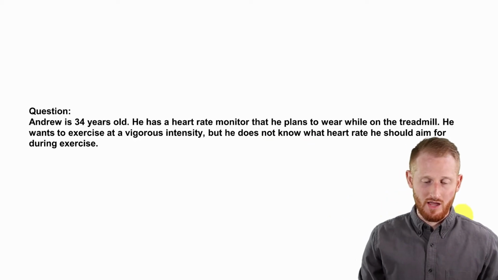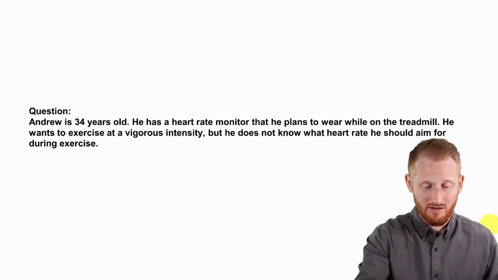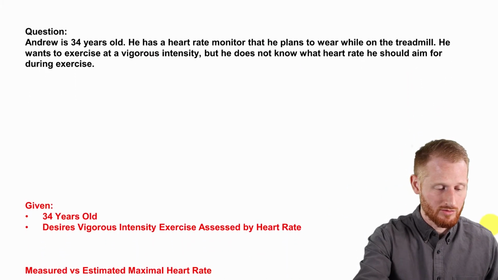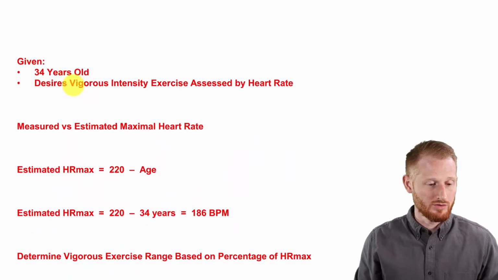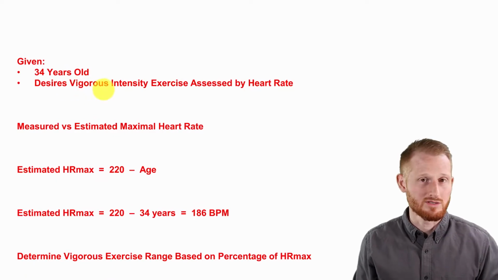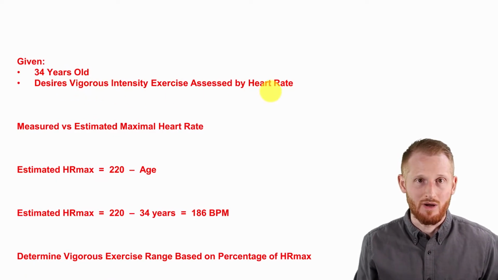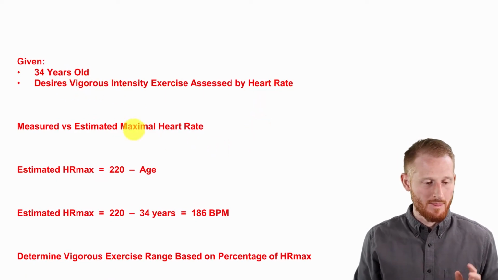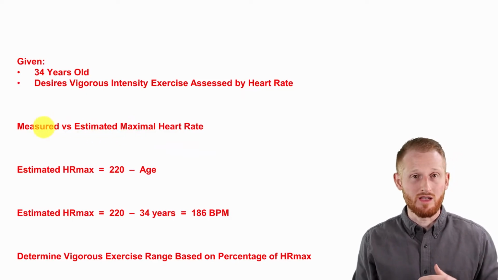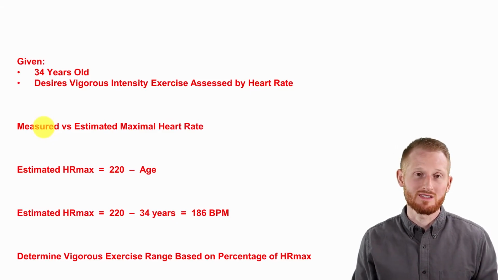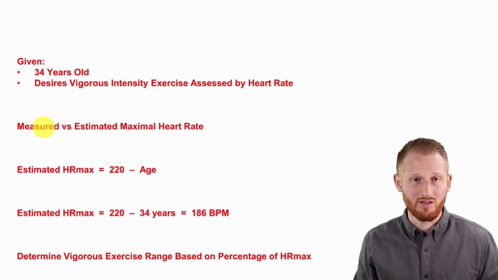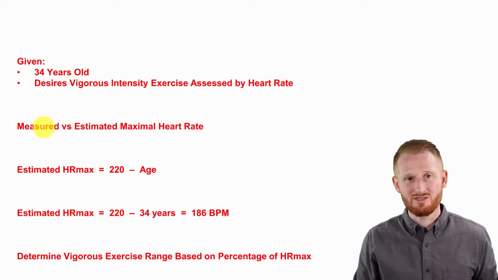All right, so let's go ahead and look at what we have to work with. Our given variables, which isn't much, is that we have a 34-year-old who wants to do vigorous intensity exercise assessed by heart rate. Ideally we would have a measured maximal heart rate. So we'd have to do a maximal test where we measure heart rate all the way throughout the test. In that moment where they can't go any further, whatever the heart rate is there, that is their maximal heart rate. But in most cases, you're not going to have that.